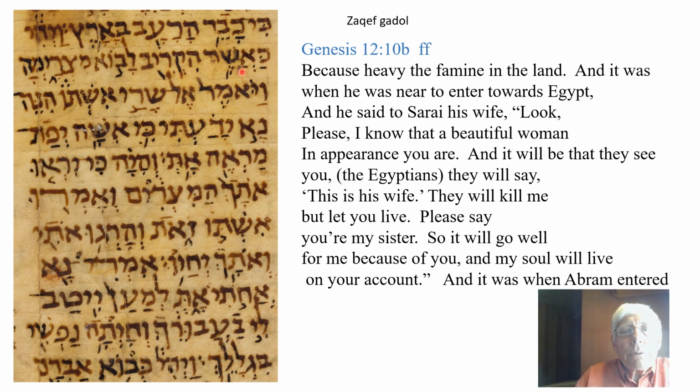Kasher, as he was, as it happened, as it was. Hikriv, okay, hikriv, as he was getting near, caused to be getting near. Lavo, to come, to arrive, to enter, yeah, lavo, that would be to enter here. Lavo Mishraima, again, Egypt, and again the directional hey on the end of that, Mishraim. Okay, this last kametz hey is a directional hey, Mishraima.